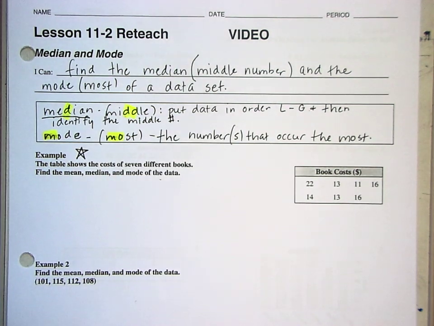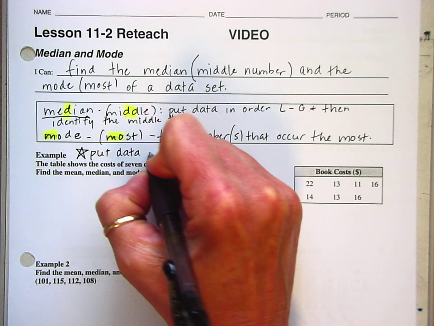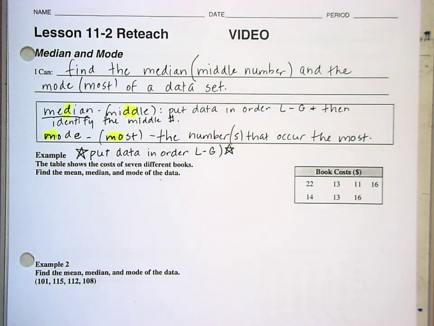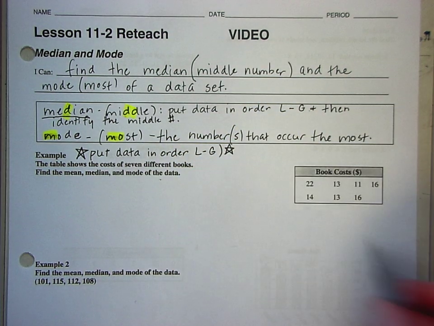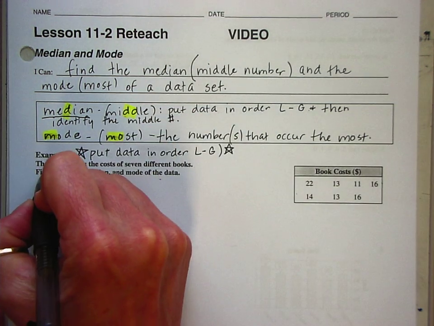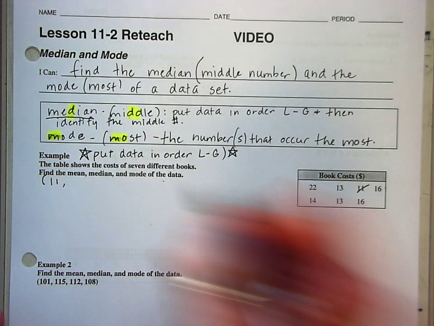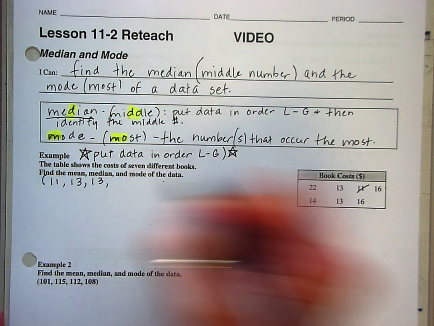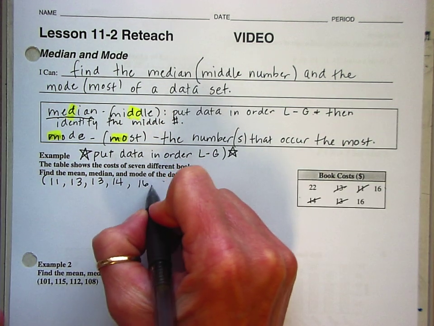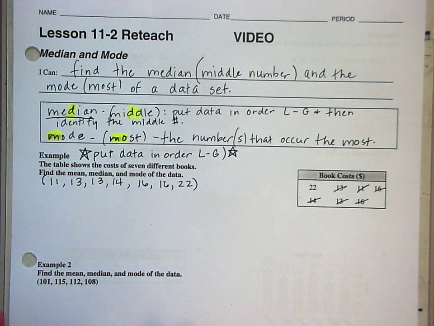Okay, when you're dealing with median and mode, and I'm actually going to review mean as well, the single most important thing you have to do is put data in order, least to greatest. Super important. Okay, so our data set, looking over here, what books cost, we are going to put our data in order from least to greatest. So we have 11, we have 13, and then another 13, 14, 16, 16, and then a 22. Okay, so that's what you do first.